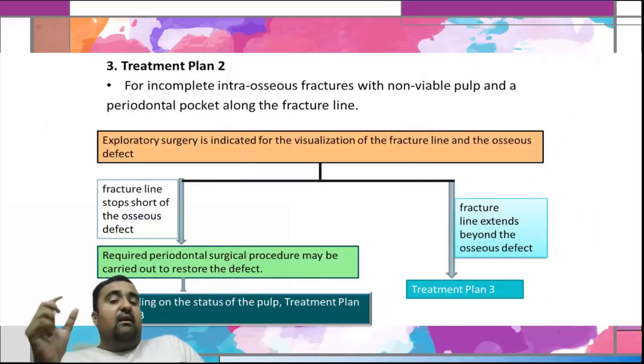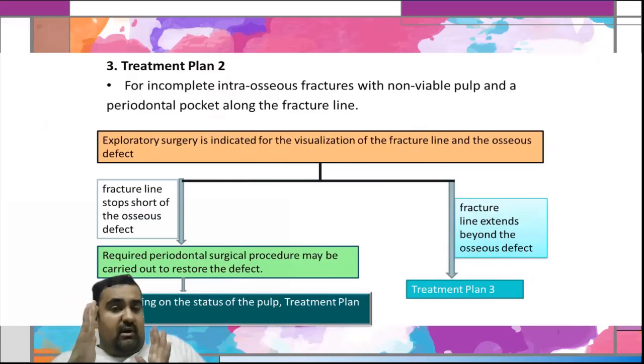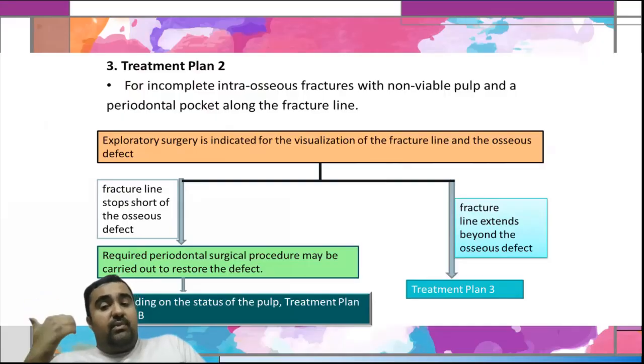For incomplete intraosseous fractures with non-viable pulp and a periodontal pocket seen along the fracture line, exploratory surgery is indicated. If the fracture line stops short of the osseous defect, a periodontal surgical procedure is required, which may be carried out to restore the defect. Depending on the status of the pulp, treatment plan 1A or 1B can be done. If the fracture line extends beyond the osseous defect, then treatment plan 3 is done.